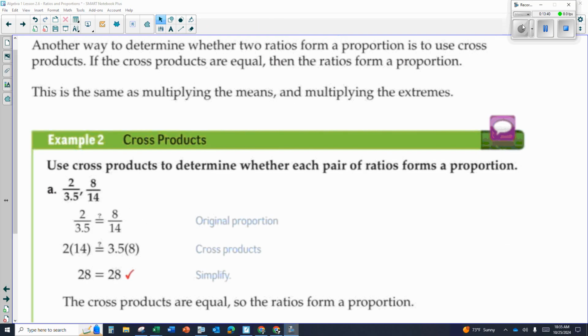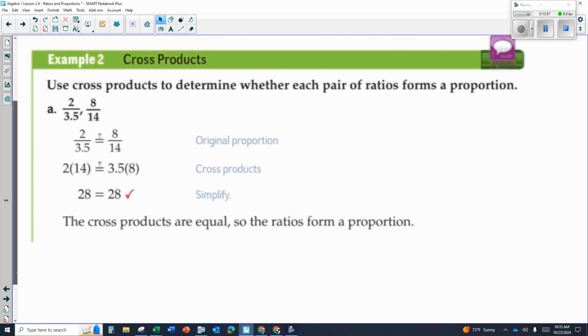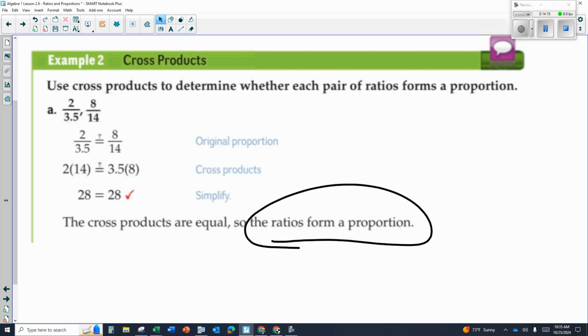All right, so let's take a look at using the cross products rule with the means extreme property of proportion. On A, we want to see if the ratio of 2 to 3.5 is equal to the ratio of 8 divided by 14. Well, you see that here. 2 times 14 gives you 28. 8 times 3.5 gives you 28. So these ratios are equivalent to each other, so they do form a proportion. That would be the answer.